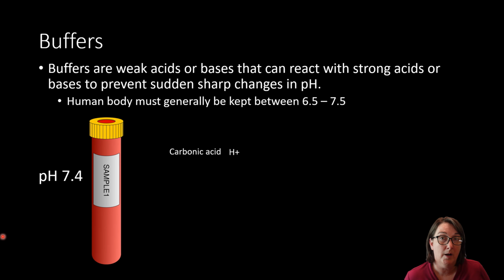Then if it happens to drop even more and it goes down to, let's say, 6.7, the body can make a bicarbonate, and that bicarbonate is going to make hydroxides. The hydroxides are going to come in and bond with all of these hydrogen ions that are forming in the blood. This is going to help neutralize it and bring the pH back up to 7.4. So these work in tandem, bonding and pulling apart, to keep our pH at certain levels. And these are your buffers. They're going to help prevent these sharp spikes.